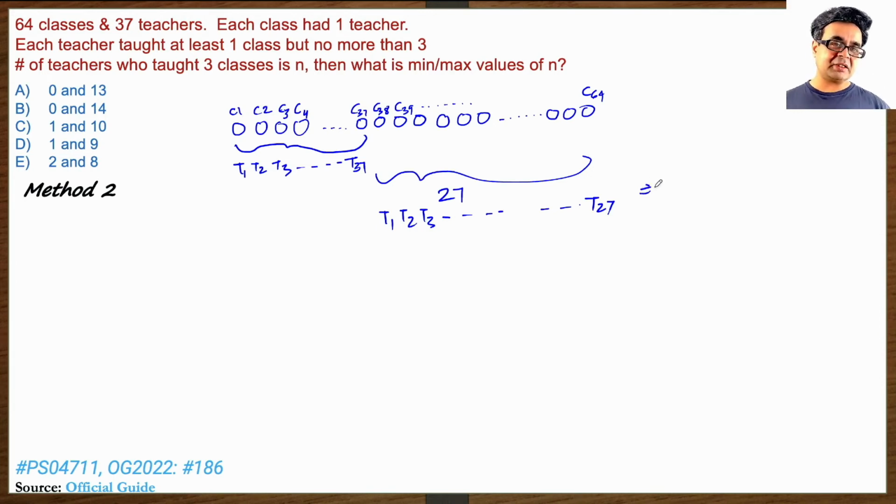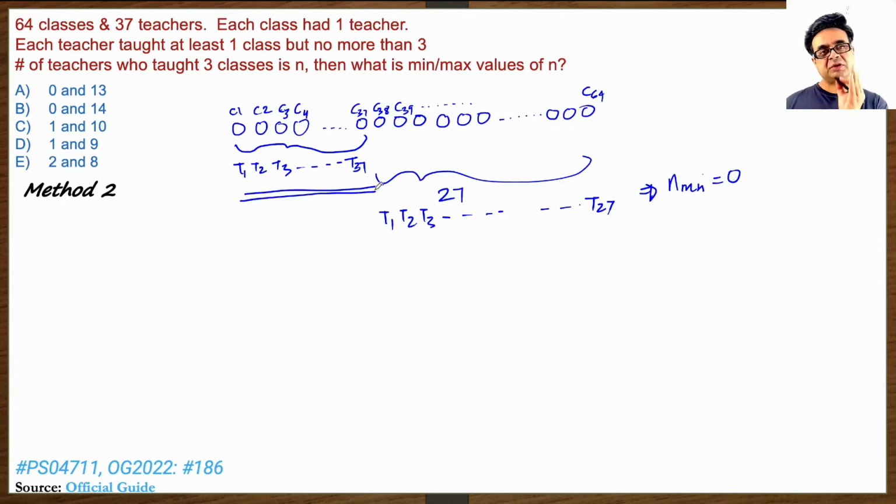This immediately tells us that the minimum value of n would be 0, because you could have a scenario where the max class each teacher gets is actually 2. Okay, now let's try to figure out the scenario where some teachers do get 3 classes, and what is the maximum number of that. So I will do that differently.